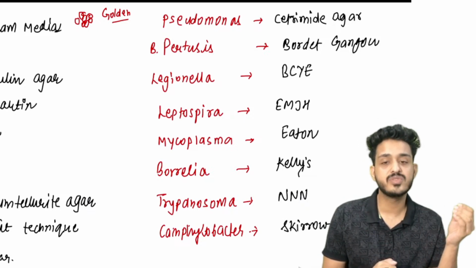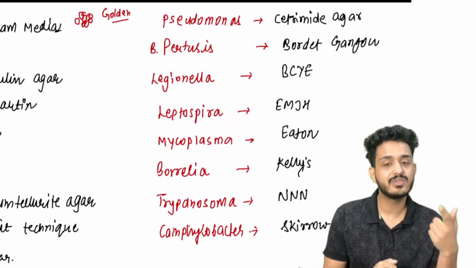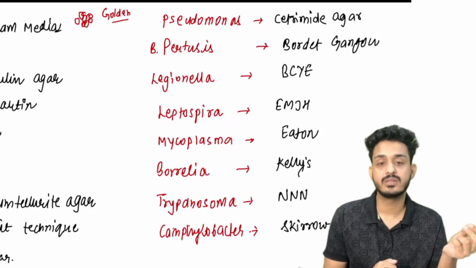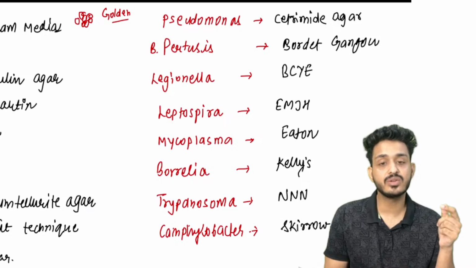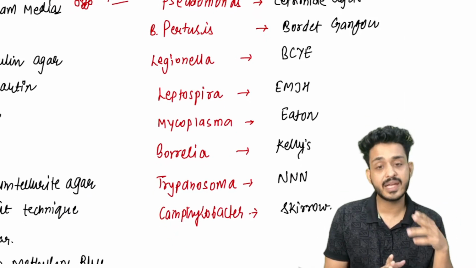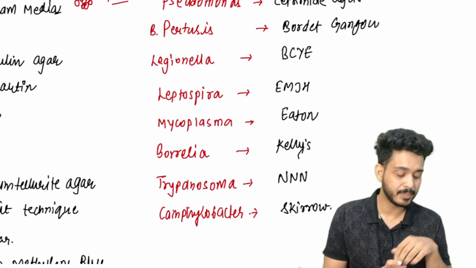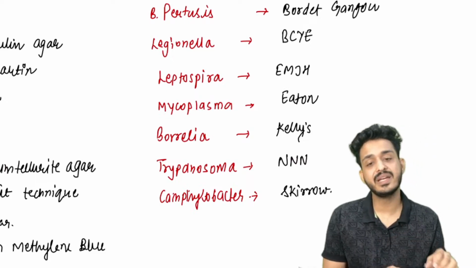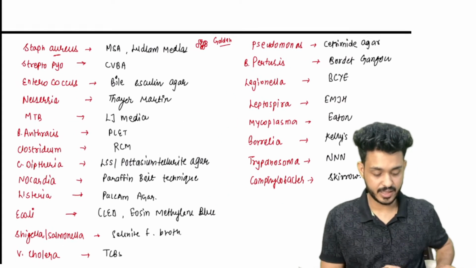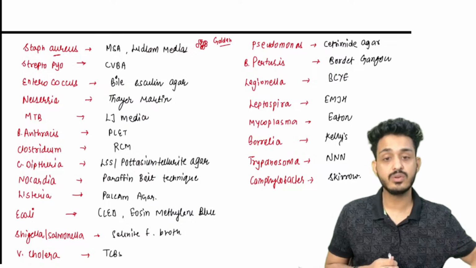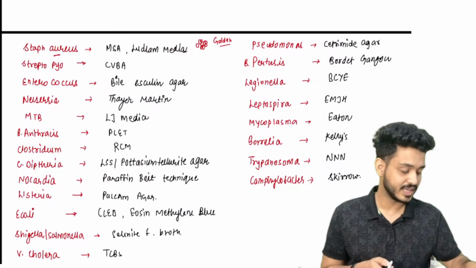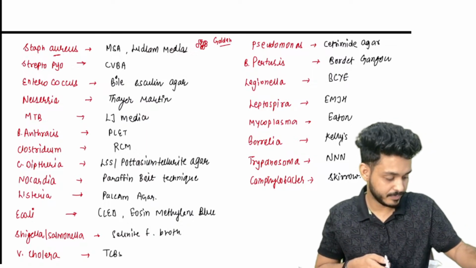Leptospira, EMJH. Okay, Mycoplasma will be Eaton and PPLO. Given a question based on Eaton. Okay, Borrelia will be Kelly's media, Trypanosoma will be triple N, and Campylobacter will be Skirrow's media. These are the important medias that you have to remember, guys.